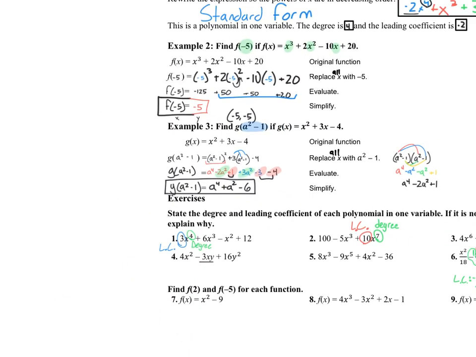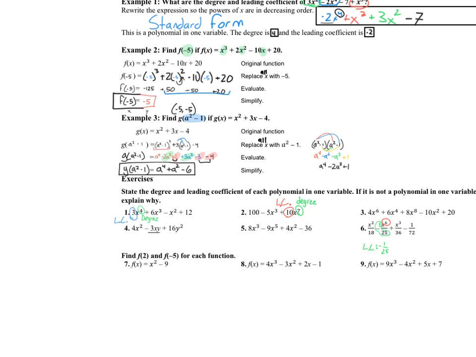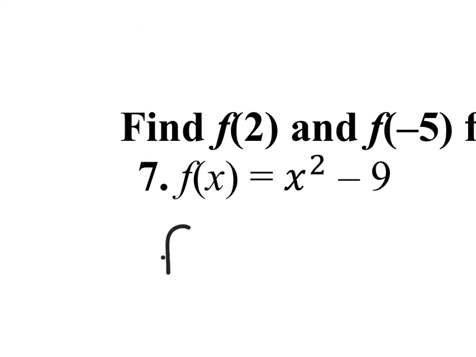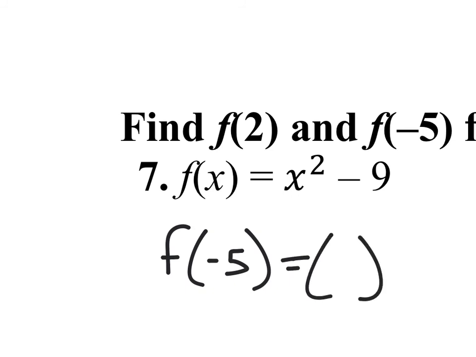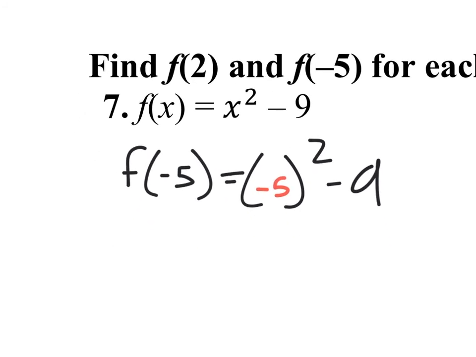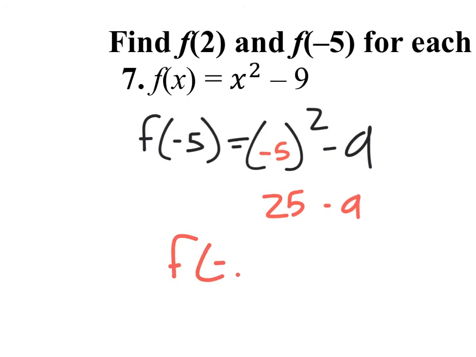All right, and that's about it for the front side. And here's some practice for you, but it's the same concept as up above. Everywhere you have an x, so we can do one here. I'll just pick the f of -5. It says to do both, but I'll just pick one here. We substitute in the -5. -5 squared is 25 minus 9. f of -5 is equal to 16.